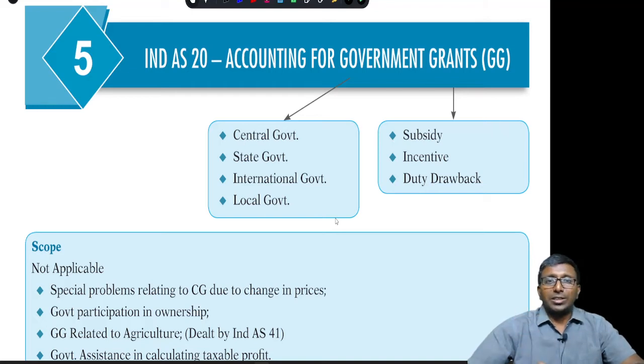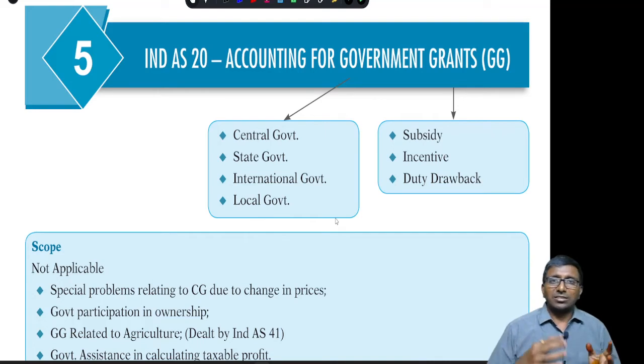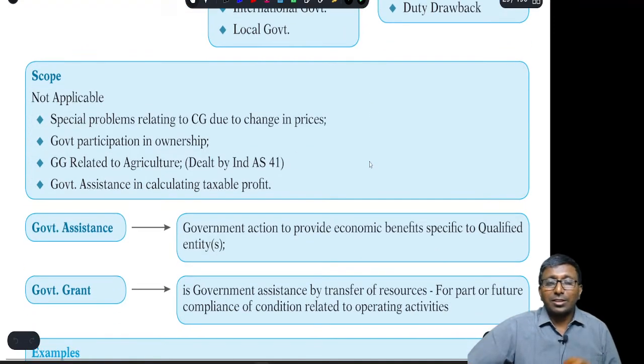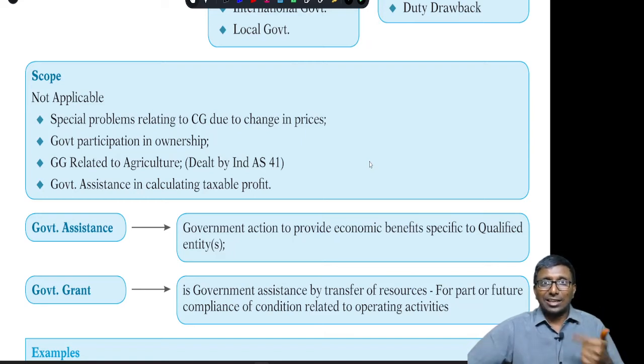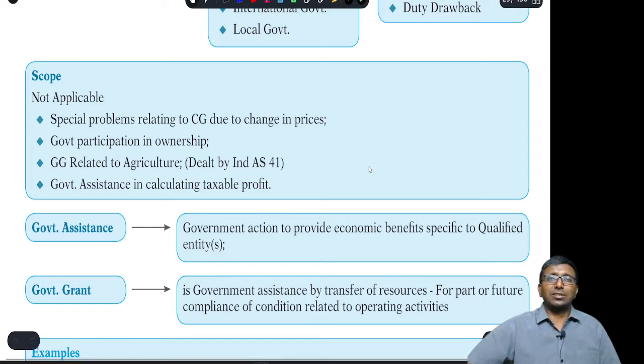Let's look at Ind AS 20, accounting for government grants. A government means any government, which is central government, state government, international government, or local government. Grants that can be termed as a subsidy or incentive, even duty drawback, are also government grants. This standard does not deal with where the government has ownership, and it does not deal with agriculture government grant accounting because it is dealt by Ind AS 41, and a government assistance which is in calculating the taxable profit. Even that kind of government grant is not dealt by this standard.